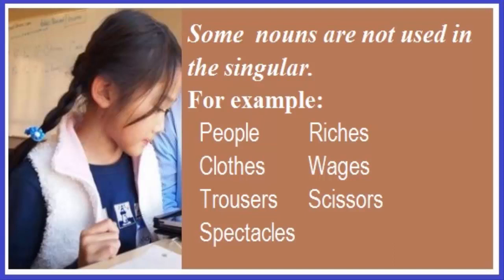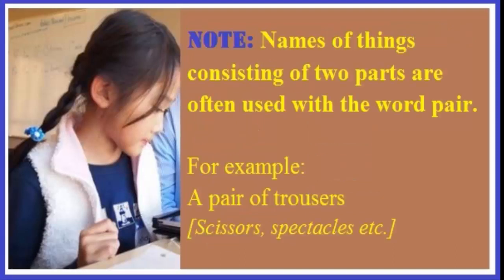Some nouns are not used in the singular. For example, people, riches, clothes, wages, trousers, scissors, spectacles. Keep in your mind that names of things consisting of two parts are often used with the word pair. For example, a pair of trousers, scissors, spectacles, etc.